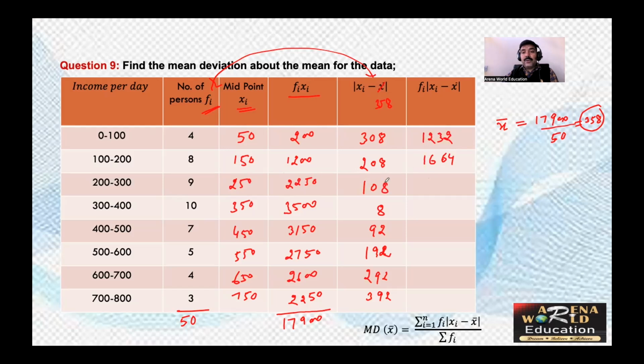Similarly, you can see 9 into 108. So 9 into 100 is 900 and 9 into 8, 72. So it means this will be 972. Next one is 10 into 8 is okay. It is 80. So 7 into 92, yes, this will be, yes, 644. 5 into 192, it will be 960. Then 4 into 292, it will be 1168. And 3 into 392, this will be 1176.